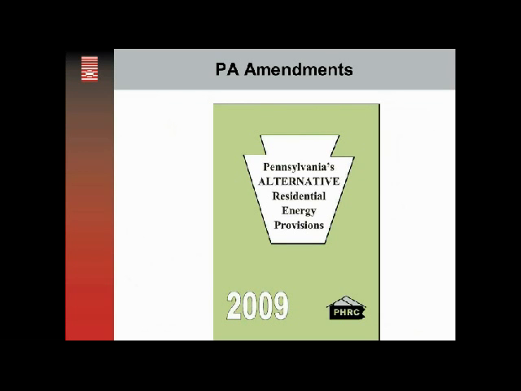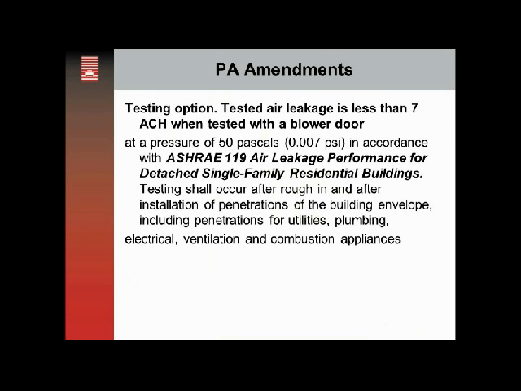Some other statewide amendments. In Pennsylvania, they actually specified an ASHRAE performance test, ASHRAE test standard 119, air leakage performance for detached single-family residential buildings. So they went with 7 air changes at 50. But they specified a test standard that they wanted people to test to. So if you're testing buildings in Pennsylvania, you've got to get a copy of ASHRAE 119, and that is the test standard that you have to test to.